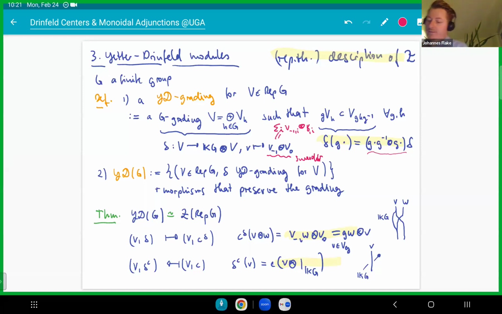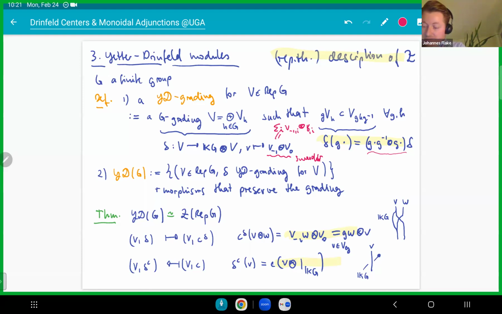So I have this notion of a Yetter-Drinfeld grading. And now I can define a category of Yetter-Drinfeld modules. This is going to be a category consisting of objects, pairs of representations of G together with a Yetter-Drinfeld grading. And then the morphisms are those that preserve these gradings.